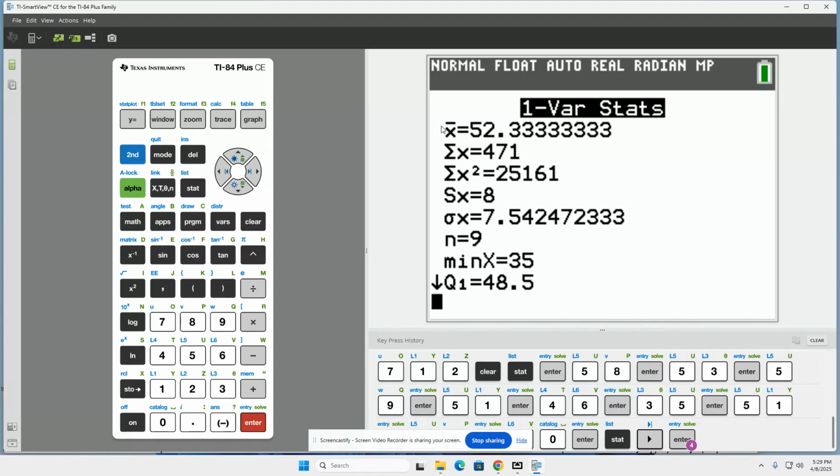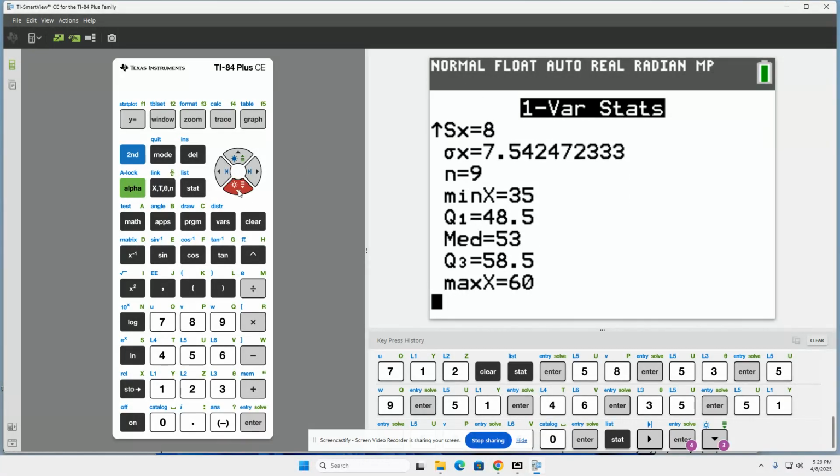52.3 is my mean. But I want you guys to now scroll on down, and your calculator will find a lot of other things. We'll talk about some of the other ones here in a minute. But MED, that is your median. So it takes the liberty to put your numbers in order and find the middle one. And in this case, that middle number is 53. See how easy this is? Calculator does it for me. So let's do another one.